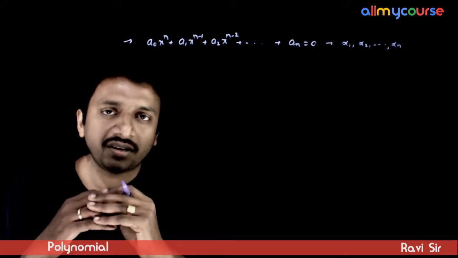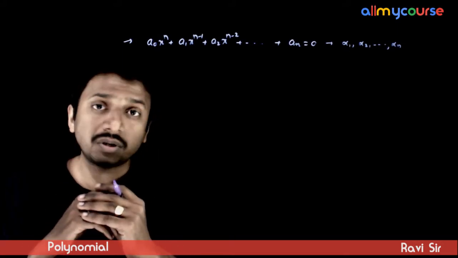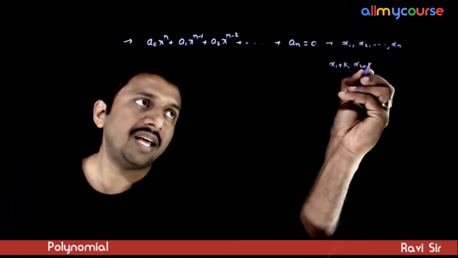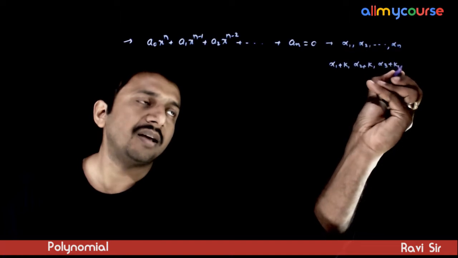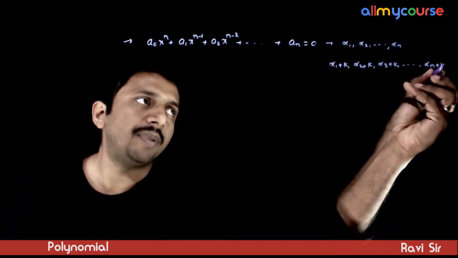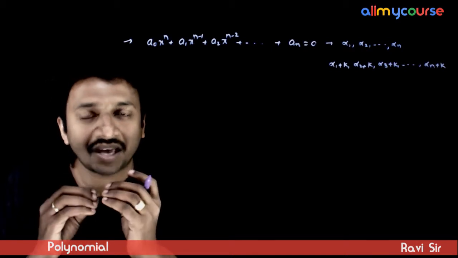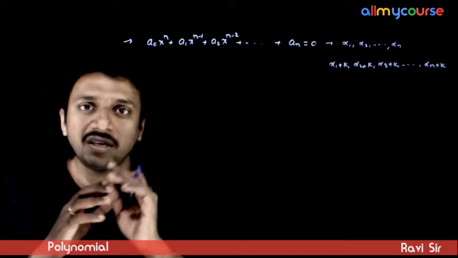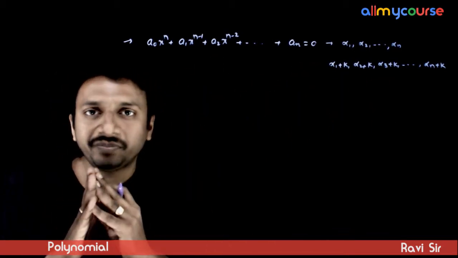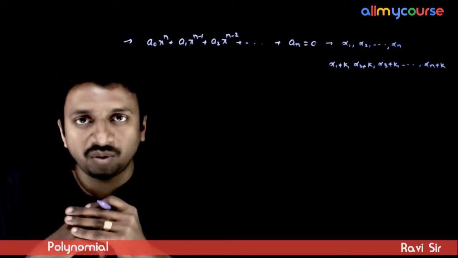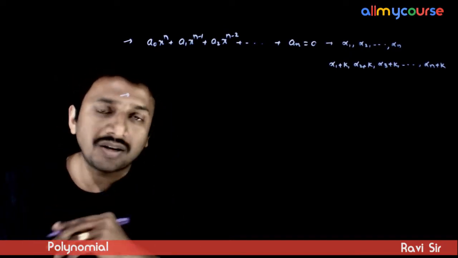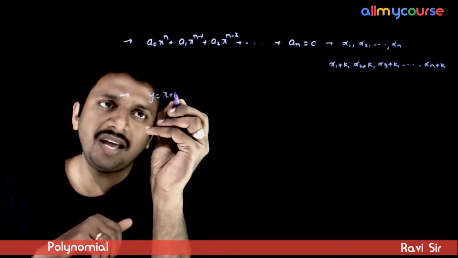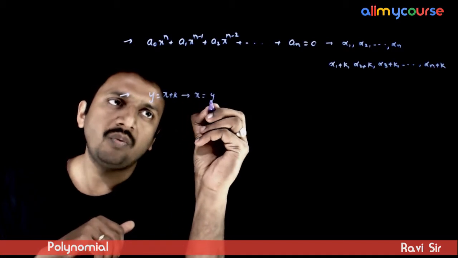Now let us assume that I want an equation whose roots are alpha 1 + k, alpha 2 + k, alpha 3 + k, so on up to alpha n + k. That means I want an equation whose roots exceed the roots of this equation by a constant k. So we have already seen the substitution that we need to do. What is the substitution? We take y = x + k and substitute x with y - k.